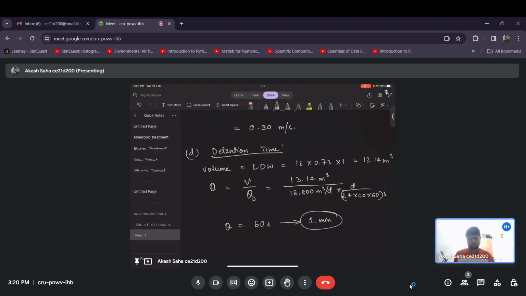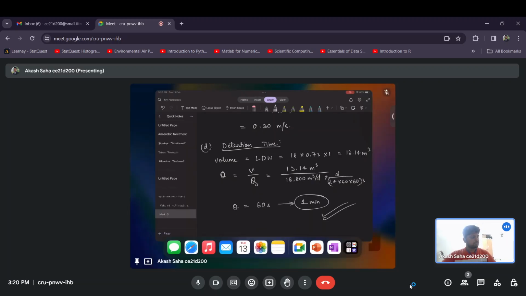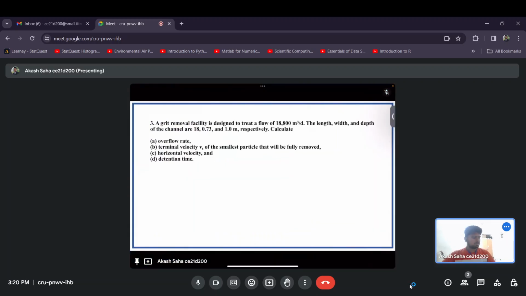So generally grit chambers will have very small detention time, around 1 minute or 30 seconds. Okay, so these were all the questions. So it's a very simple problem. It's just that I clubbed all these small parameters and made it a large problem. Okay, so I hope you have understood all this. So the correct answers are given here. You have solved the problem.